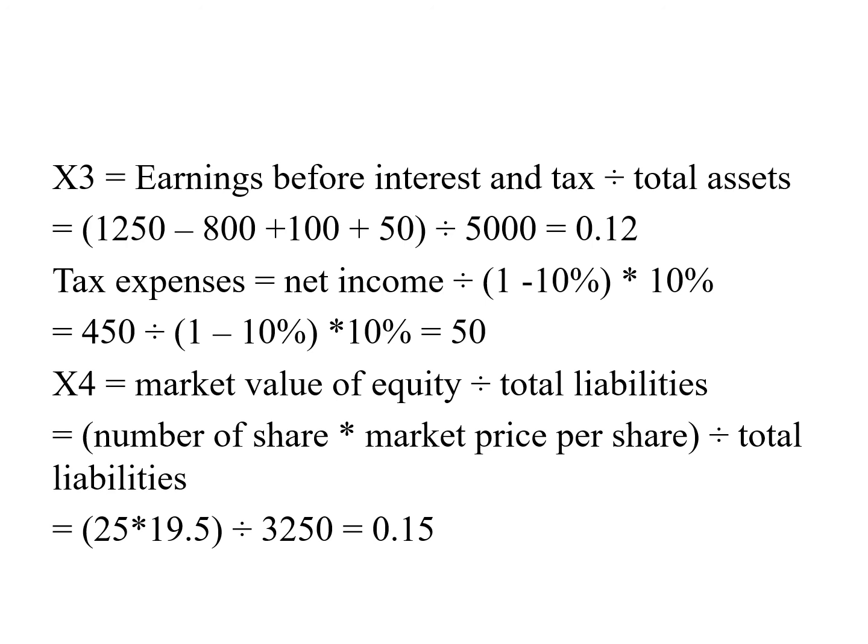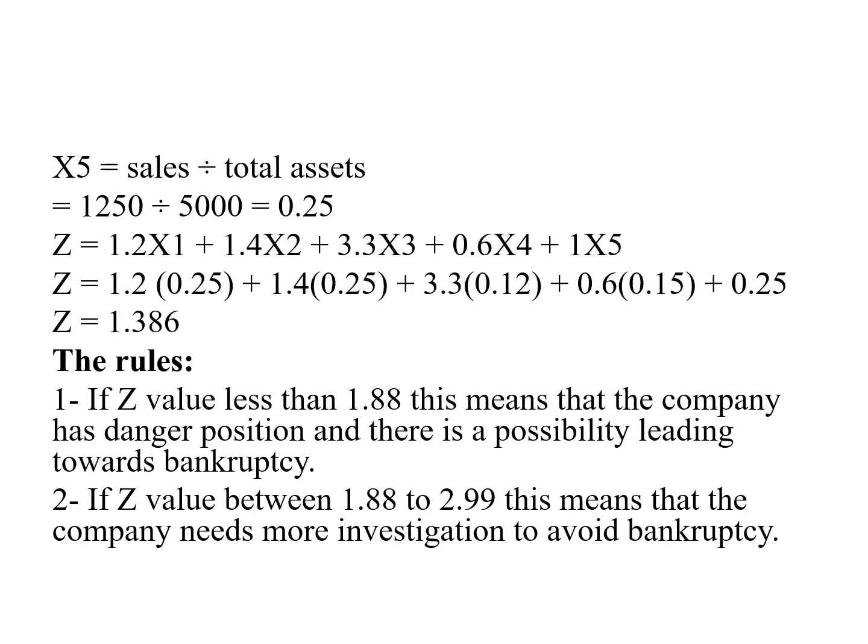So what about X4? X4 equals the market value of equity over total liabilities. Okay, how to calculate the market value of equity? Market value of equity equals the number of shares times the market price per share. So if you multiply the number of shares times the market price per share, you will get the market value of equity. If you divide it over total liabilities, you get X4. So X4 will be 25 times 19.5 over 3,250, which equals 0.15. So what about X5? How to calculate X5? X5 equals sales over total assets. What about sales? Sales are revenues, by the way. So the number is already given, 1,250 over the total assets, which is 5,000. So it equals 0.25.